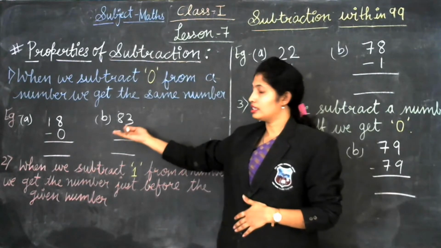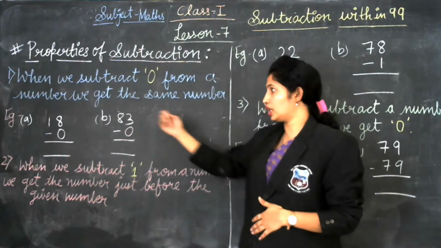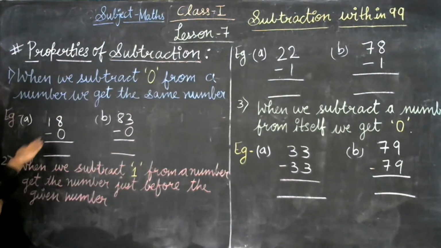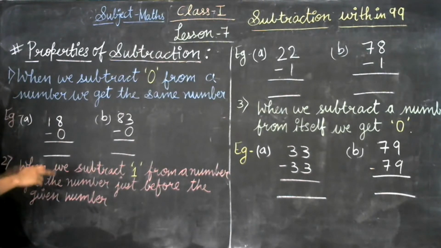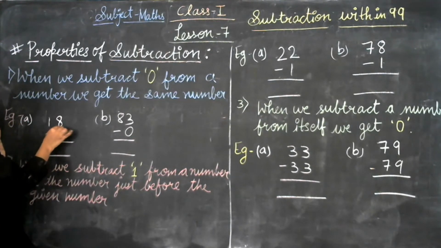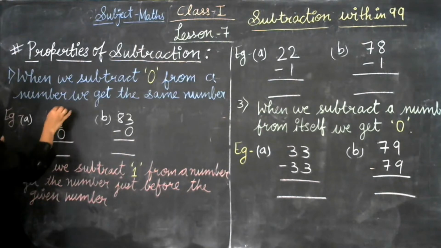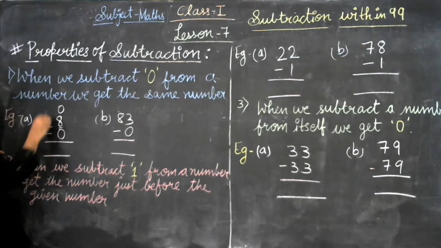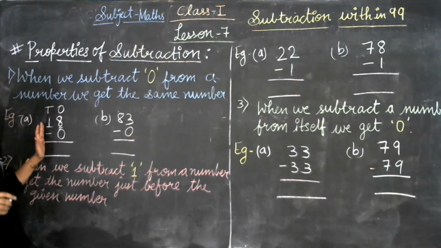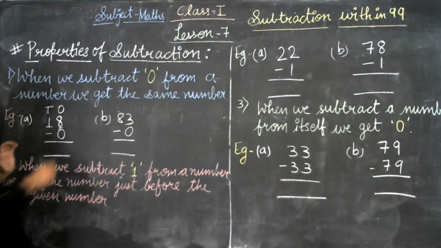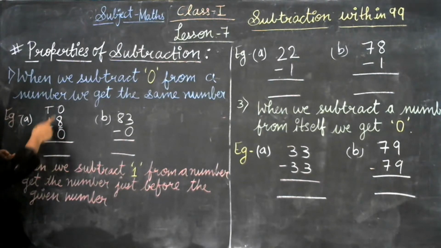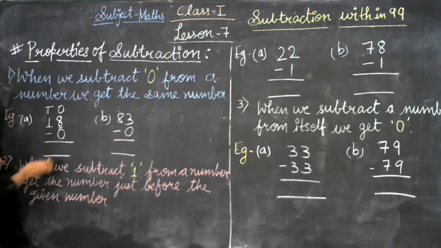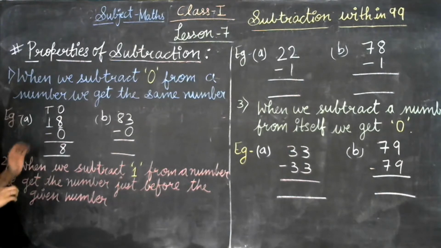Let us subtract these numbers. Look at this example. Example first, 18 minus 0. First of all, look at this. 8 is in which place? 8 is in the 1's place and 1 is in the 10's place. So firstly, we will subtract the 1's place value. 8 minus 0, we get the same answer. So the answer is 8. Clear, children?